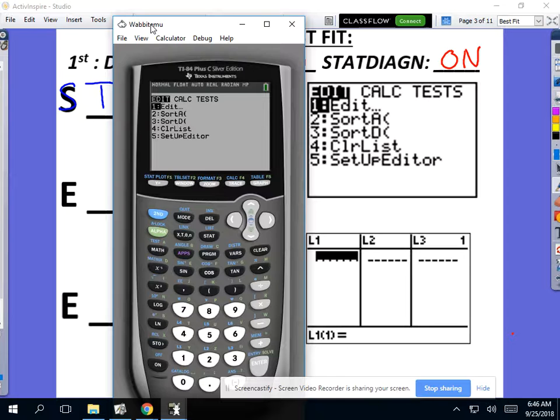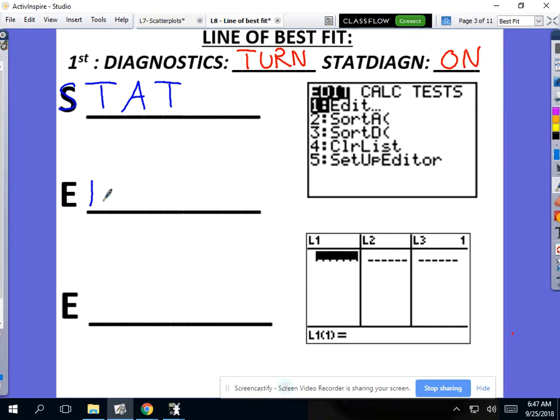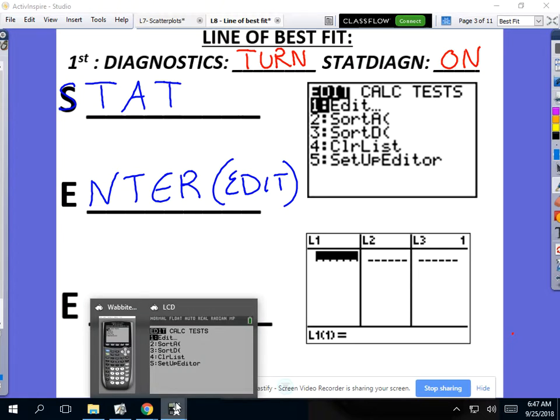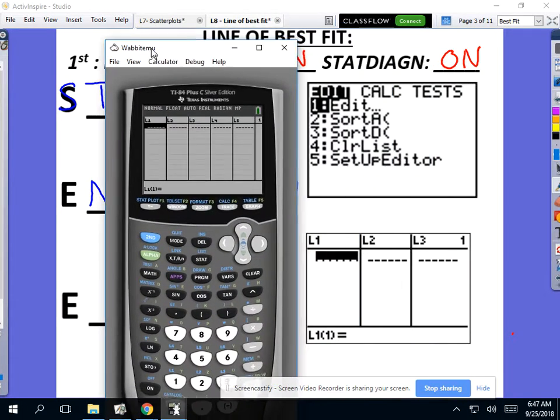So you notice the first thing it says is edit. Let's actually put some numbers in. So our next thing that we're going to press is enter. The reason why we're pressing enter is because what we're really doing is we're selecting the edit option. On your calculators, go ahead and hit enter here at the very bottom right hand corner of your calculator. When you do that, notice what comes in.